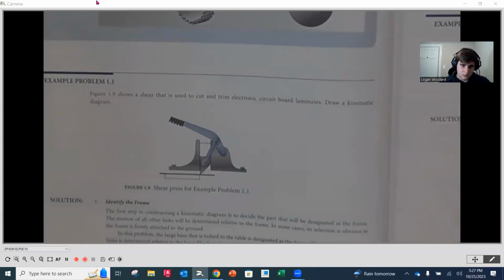So in this case, we've got a frame, we've got a handle, we've got a connecting rod, and we have a slider. We have 4 links in our mechanism. And even though the frame is not moving, it is considered a link.